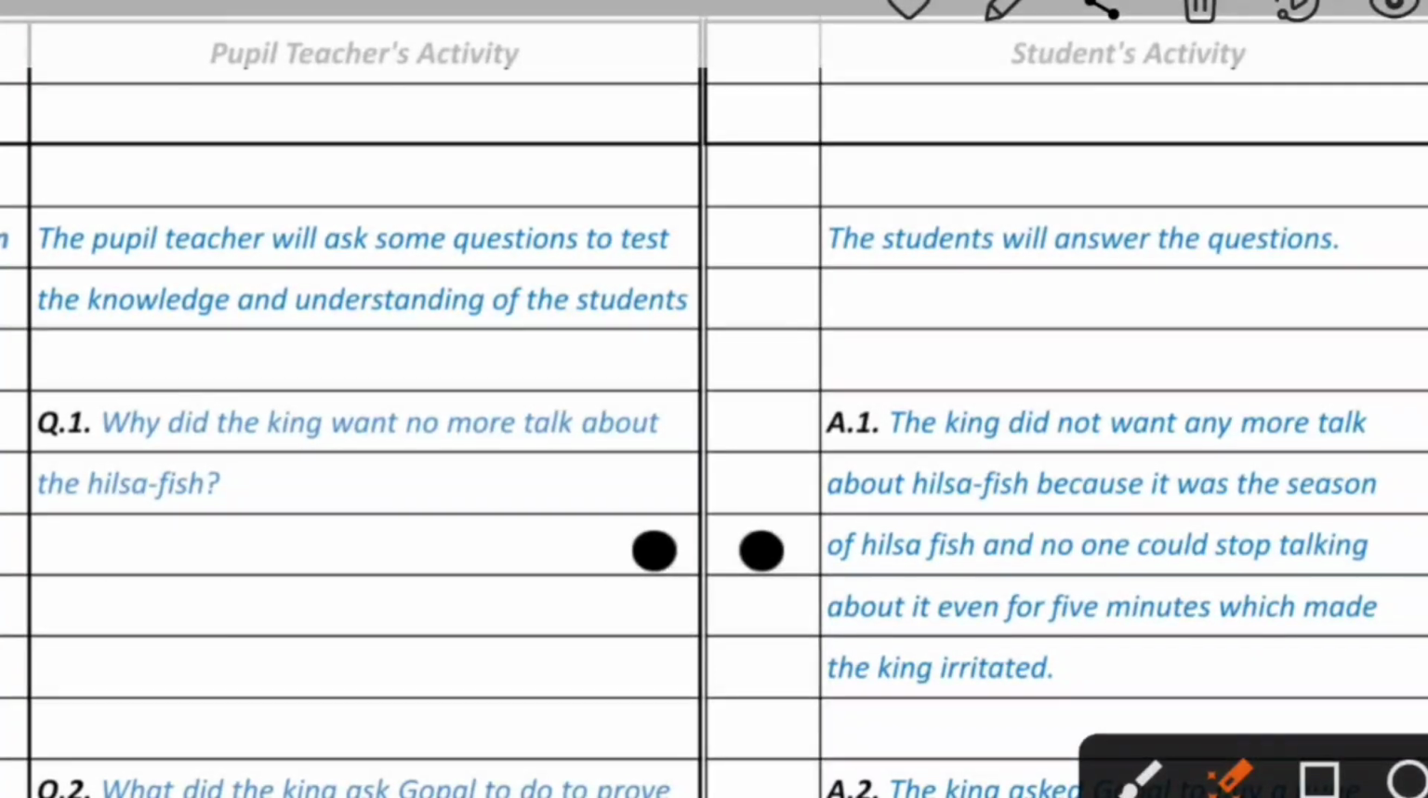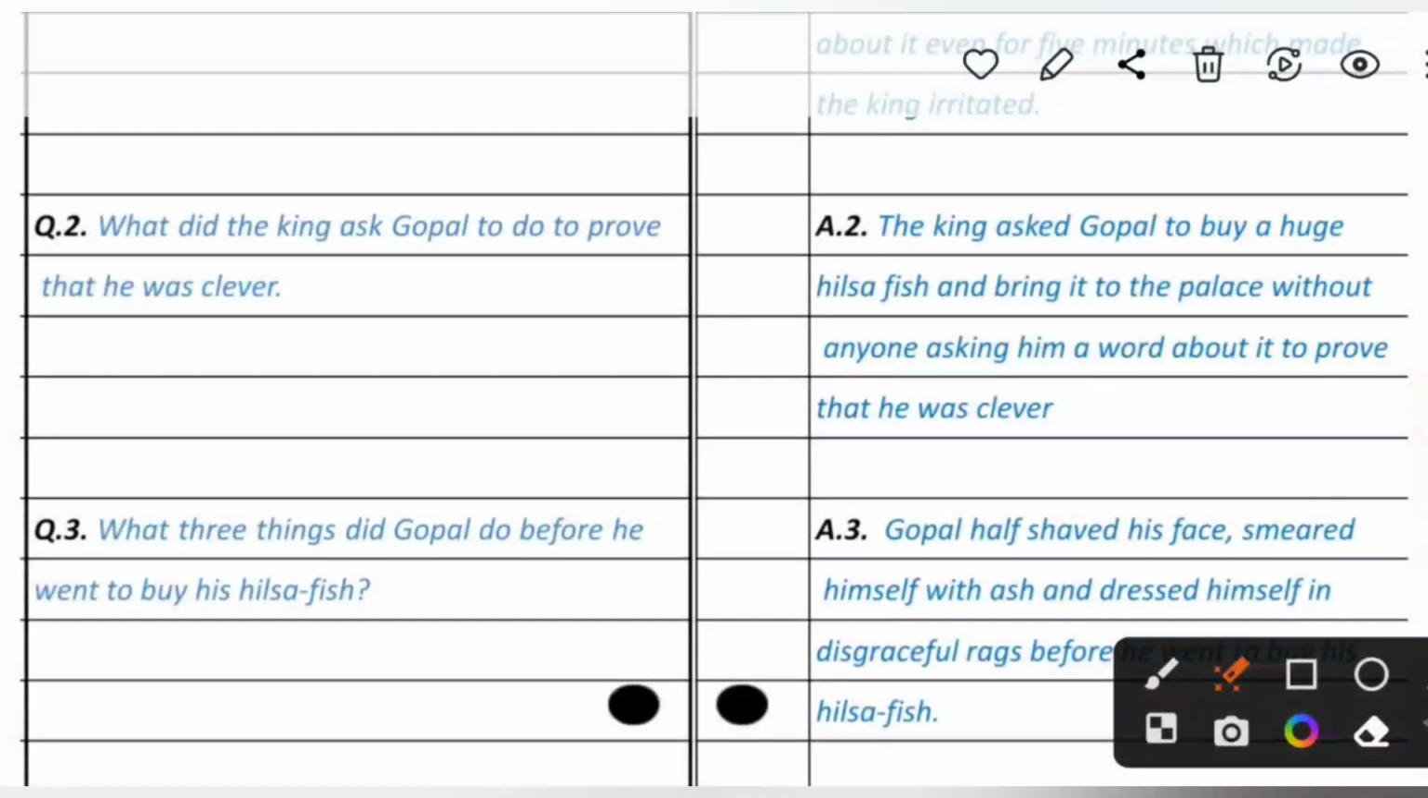And in the students activity column, we will write, the students will answer the questions. So here the first question can be, why did the king want no more talk about the fish? And its answer will be, the king did not want any more talk about hilsa fish because it was the season of hilsa fish and no one could stop talking about it even for 5 minutes, which made the king irritated. The second question can be, what did the king ask Gopal to do to prove that he was clever?